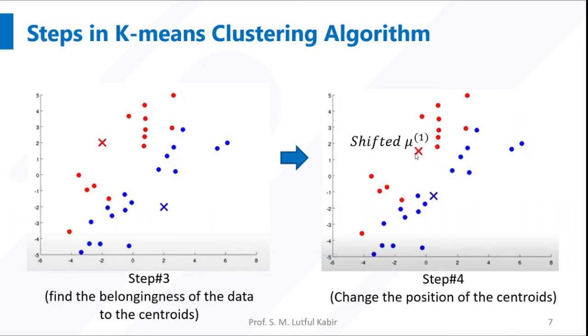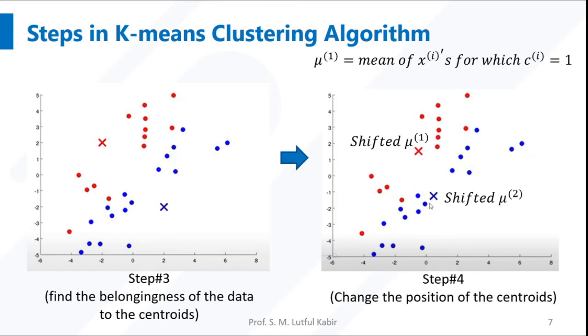So this is shifted mu I and this is shifted mu1, and this is determined by the mean of xi's for which Ci equals 1. That means if the association is 1, that means if the mark is a red one, then we take the xi and make a mean. Similarly, the other point is called shifted mu2, and this is determined by the mean of xi's for which Ci equals 2. So this is called shifting of centroid.